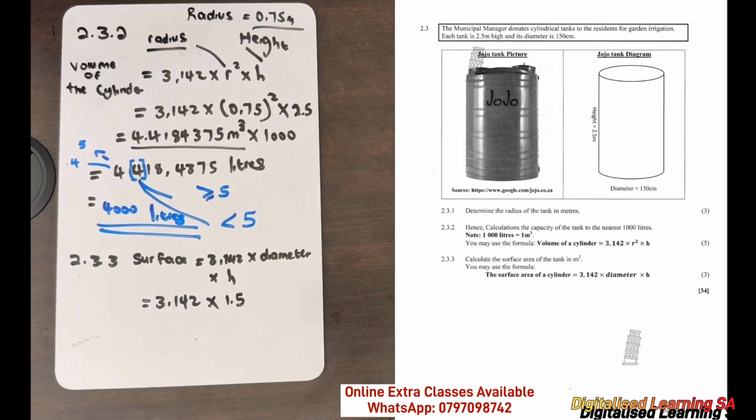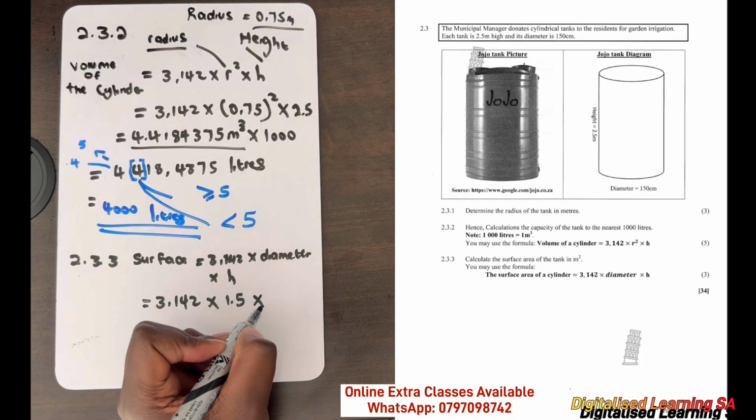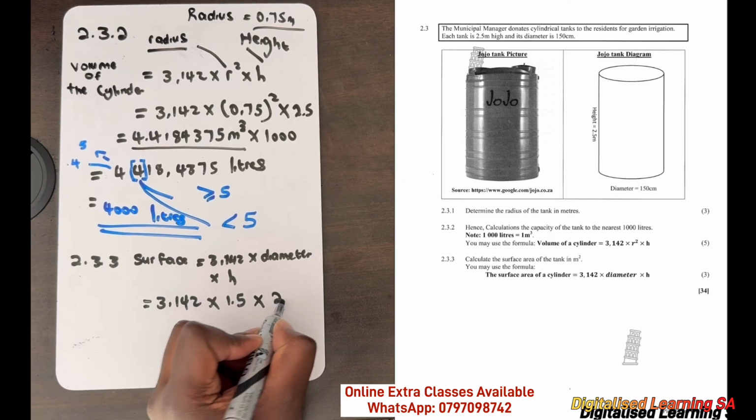So our diameter is 150 centimeters, but after converting it into meters, we found 1.5. So we worked that out in question 2.3.1. And if you can't recall, you can just go back. You can just rewind the video and go back to question 2.3.1 and see how we calculated our diameter. Okay, and then we multiply by our height, which is 2.5.